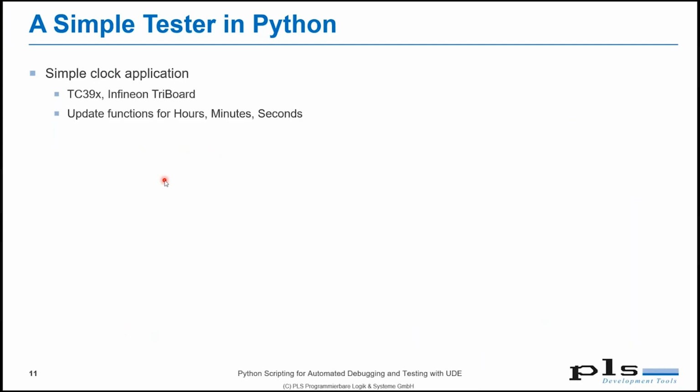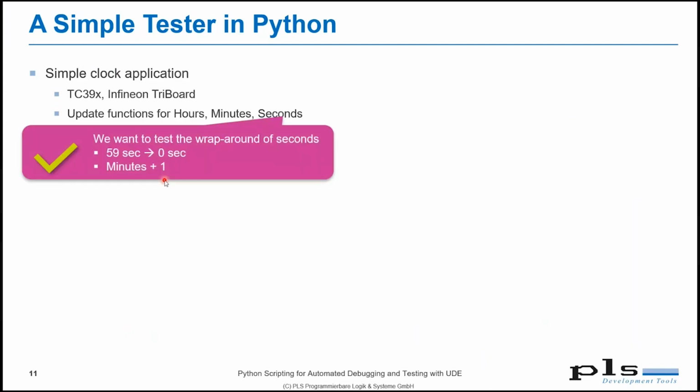and the application implements a simple clock. So we increment minutes, seconds, and hours step by step. And what we want to test in the first step is the wrap around when a minute is up. So we expect that the seconds are reset to 0 and the minutes are incremented by 1.